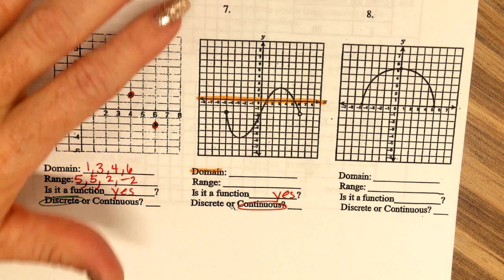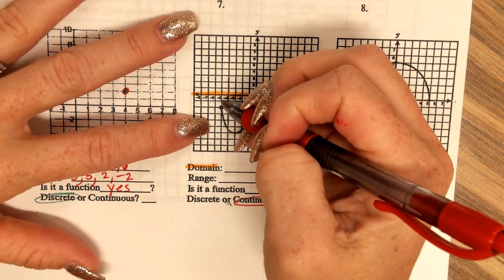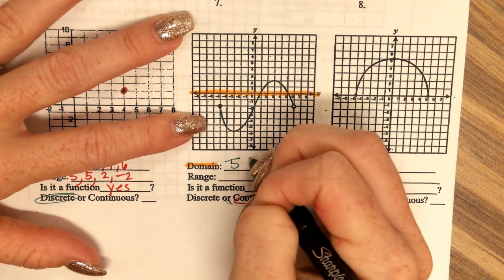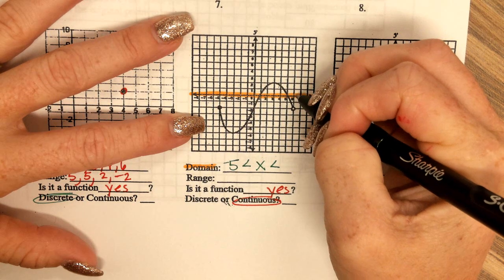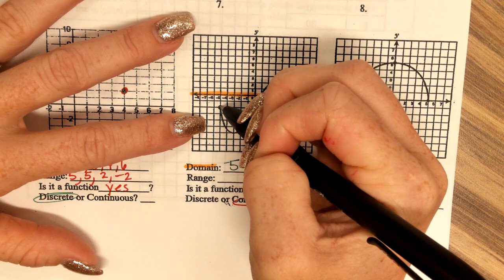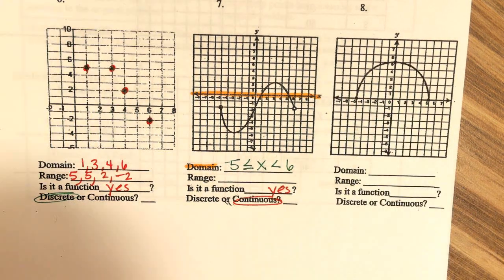Okay, for the domain, we're looking from left to right. What is the lowest point? -5. What is the highest point on the x-axis? 6. Can it be -5? Yes. Can it be 6? So I do not put an or equal to sign.